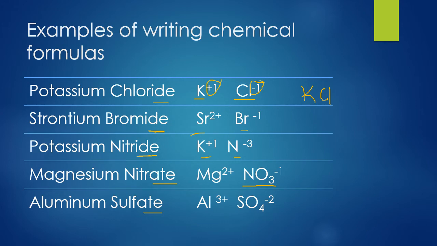Now I'm going to skip down to aluminum sulfate, the last example, because I'll work on these during class. With aluminum sulfate, I'm going to use the crisscross method this time. So I have a 3+ charge on aluminum and a 2- charge on the sulfate. So how do I come up with the chemical formula? That 3 is going to become a subscript on the SO4. The 2 is going to become a subscript on aluminum. So I'm going to get Al2 and then SO4 sub 3.